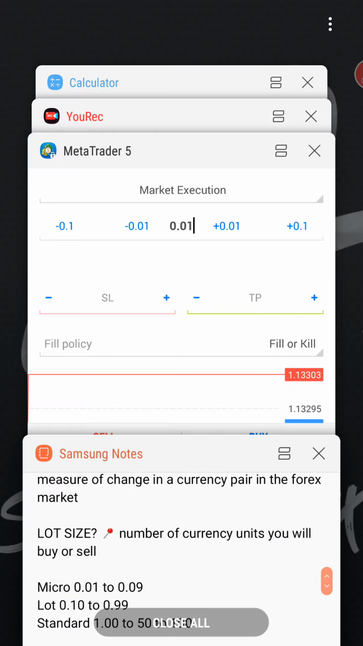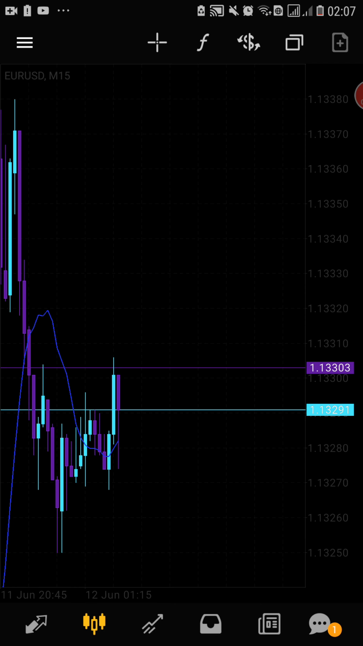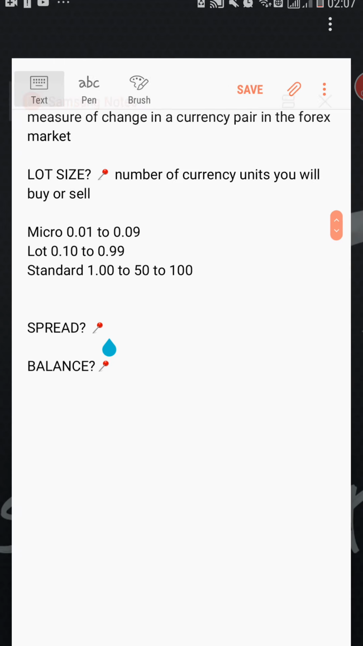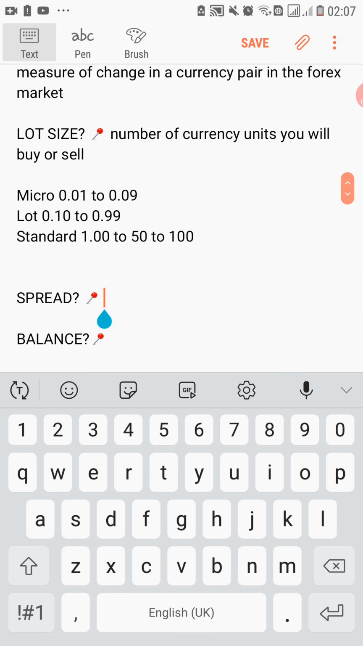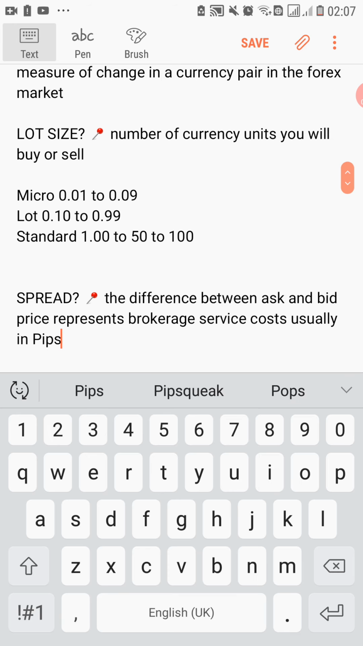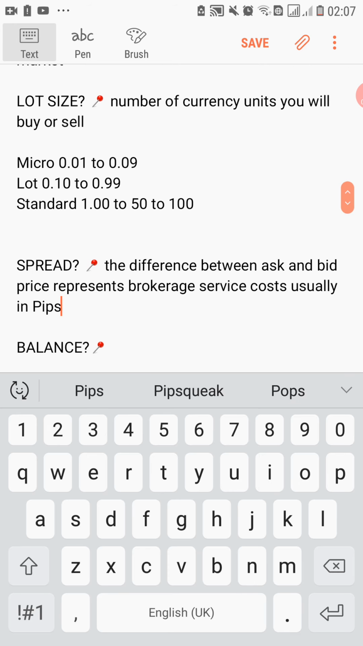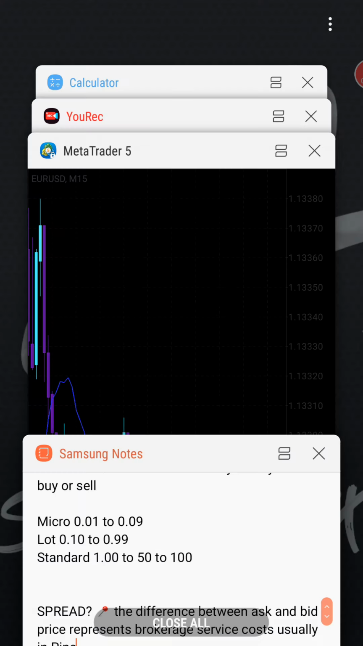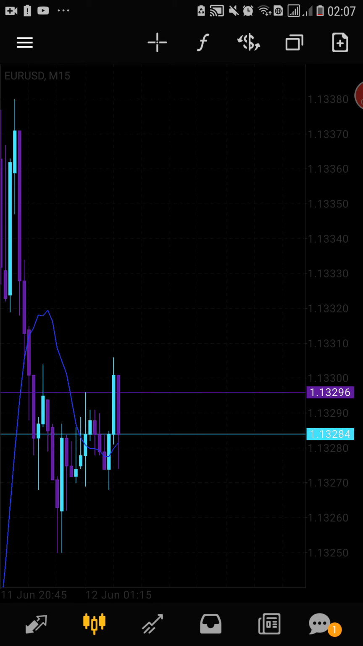Now the next thing we need to understand is spread. Spread is this space between the dark purple line and the blue line. Now one might ask, what is spread? Spread is the difference between the ask and the bid price. This usually represents the brokerage service, and it is usually measured in pips. This difference that we see here is how the brokers make their money.